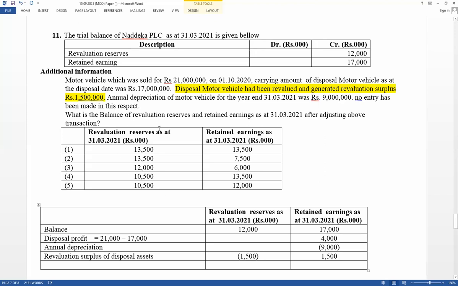Therefore, now there's correct balance after registering revaluation reserves and retained earning. Therefore, revaluation reserves balance equal 10,500 as well as retained earning balance. Plus value add, minus value deduct. Therefore, here balance equal 13,500. Very important. Revaluation surplus of disposal assets. ඔන කොහෙන්වත් ඉගෙන ගන්න හම්බෙන්නේ නැහැ. Right, therefore answer is revaluation reserves 10,500 as well as retained earning 13,500.